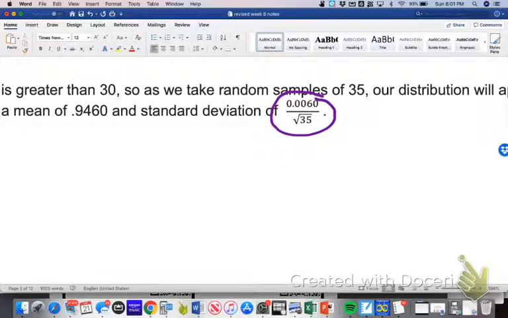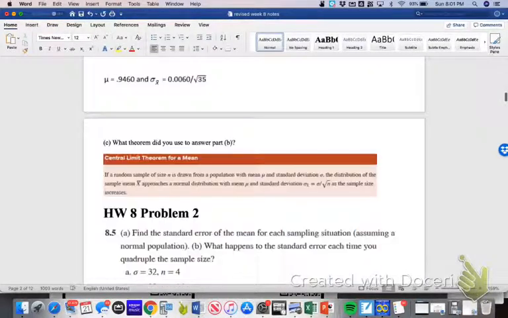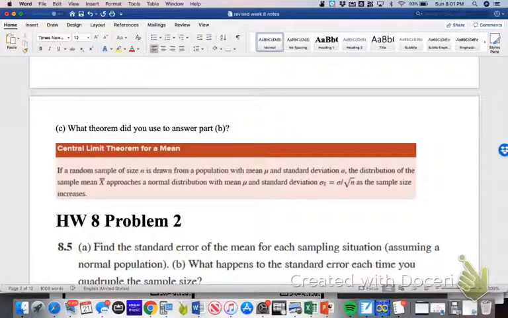Finally, part C asks us which theorem you use for that. I'm just going to highlight again a very important part of the book that you might want to take a look at. And that's all for problem number 1.